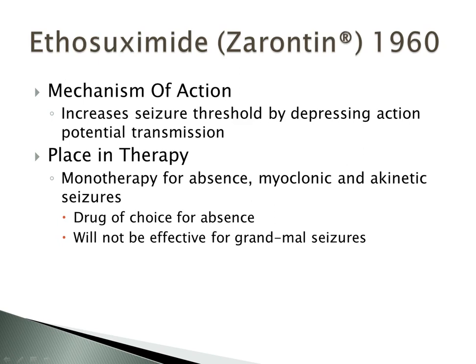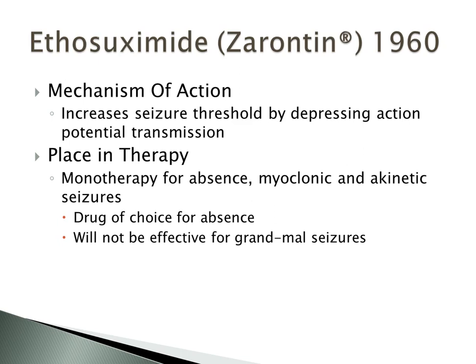So you can see those first two medications work well for seizures, but they're not without their risk of drug interactions and toxicities. Ethosuximide, 1960, the brand name was Zarontin. Its mechanism of action is it increases seizure threshold by depressing action potential transmission. So a little bit more vague, but it definitely works on the excitatory pathway and is kind of an inhibitor along the excitatory pathway.